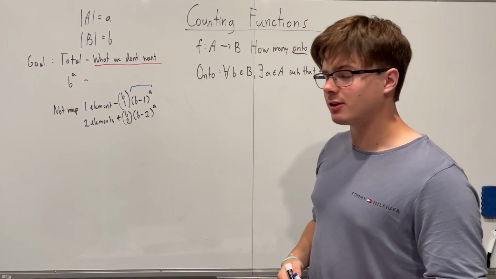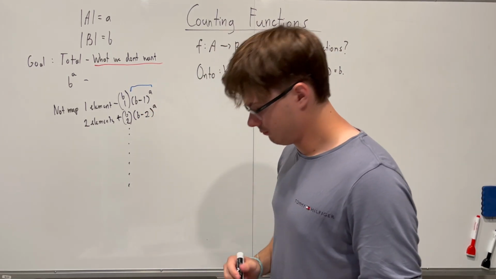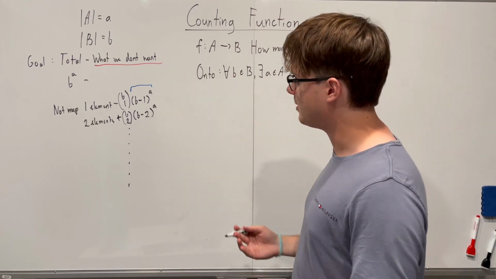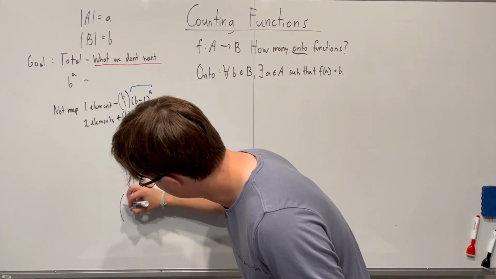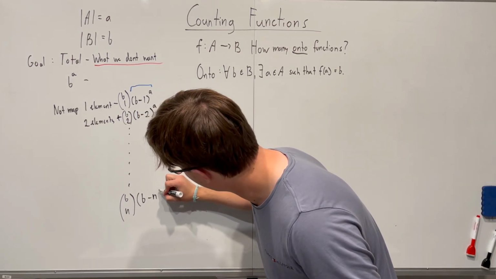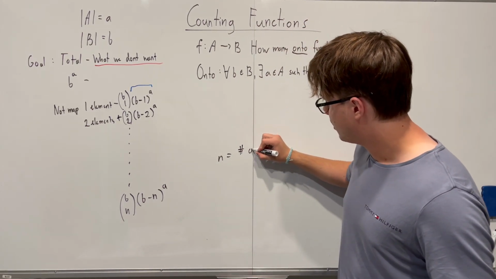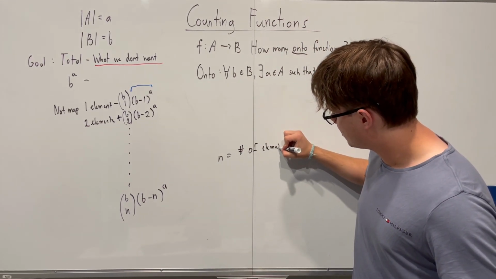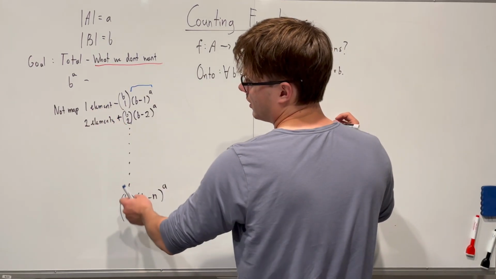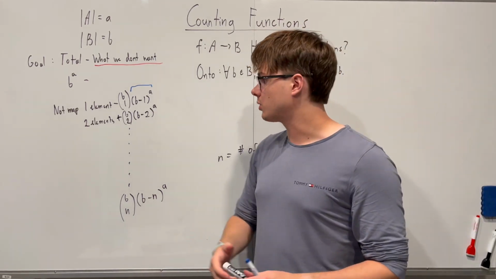I've kind of fixed a little bit of the problem here, but I think you noticed a pattern: if you had abnormally large sets, or just really massive sets A and B, this is really just going to equal B choose n multiplied by B minus n to the power of A, where n is simply going to be the number of elements not mapped, right? In this case, n was 1. In this case, n was 2. So this is really the general idea we're going to go for.